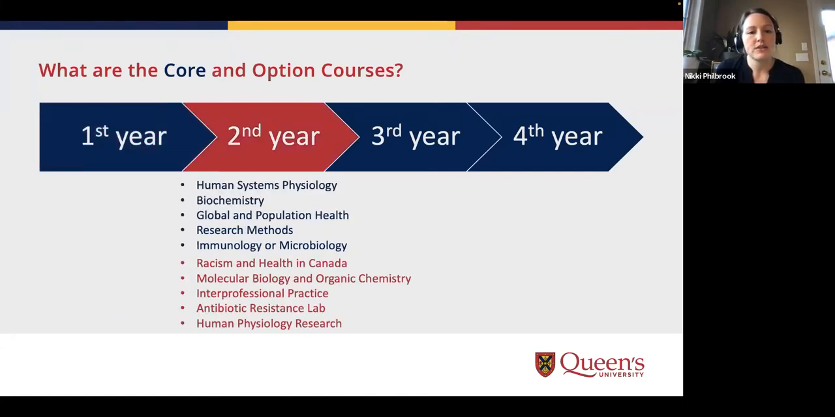In second year, we continue to try and provide a bit of a balanced perspective on health sciences. So you'll have a full, so 2 courses in human systems physiology. You'll be introduced to biochemistry, global and population health, research methods, and then you need to choose between an immunology or a microbiology course. And then some of our second year option courses that you can choose from to fulfill your requirements are courses like racism and health in Canada, molecular biology and organic chemistry, interprofessional practice, an antibiotic resistance lab, or a human physiology research course.